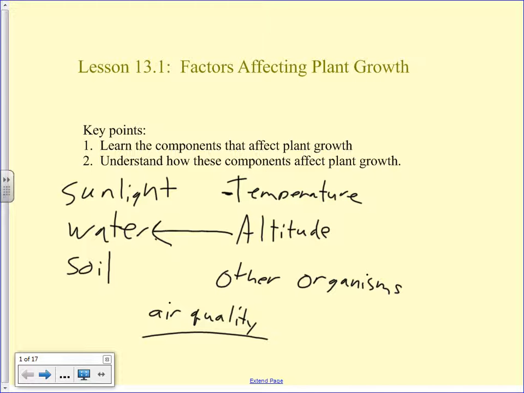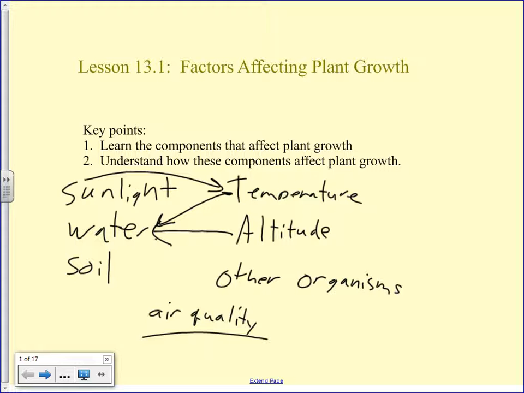Now, what we need to look at here is, do some of these, kind of like what we did with temperature, right? Altitude affects temperature, which affects water availability. Sunlight can also affect temperature to a degree. Can water affect soil? Certainly it can. It can erode it, or it can make it very fertile. It depends what it's run through on its way there. Other organisms are basically affected by all of this stuff.